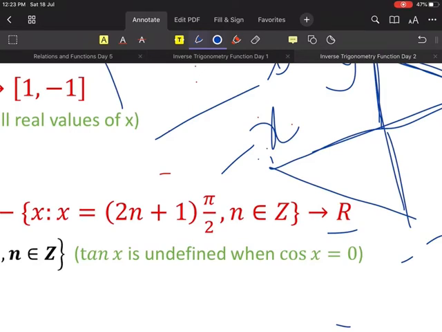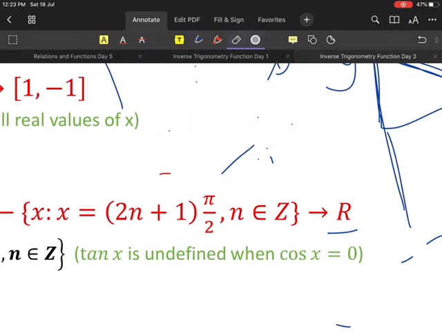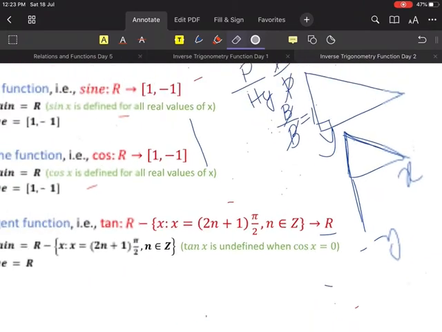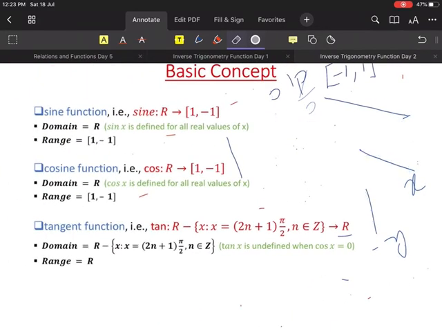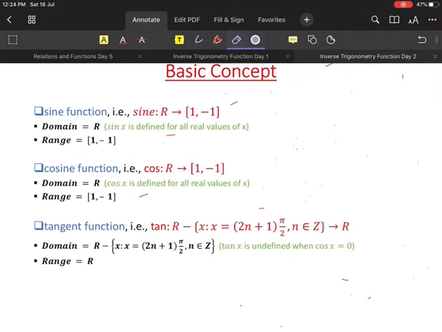Now here the range of the tangent function is what? R, right? The set of real numbers. Can anybody explain to me why? Why does it say real numbers? Why not -1 to 1? Let's see, who can explain? I am waiting for someone's explanation.